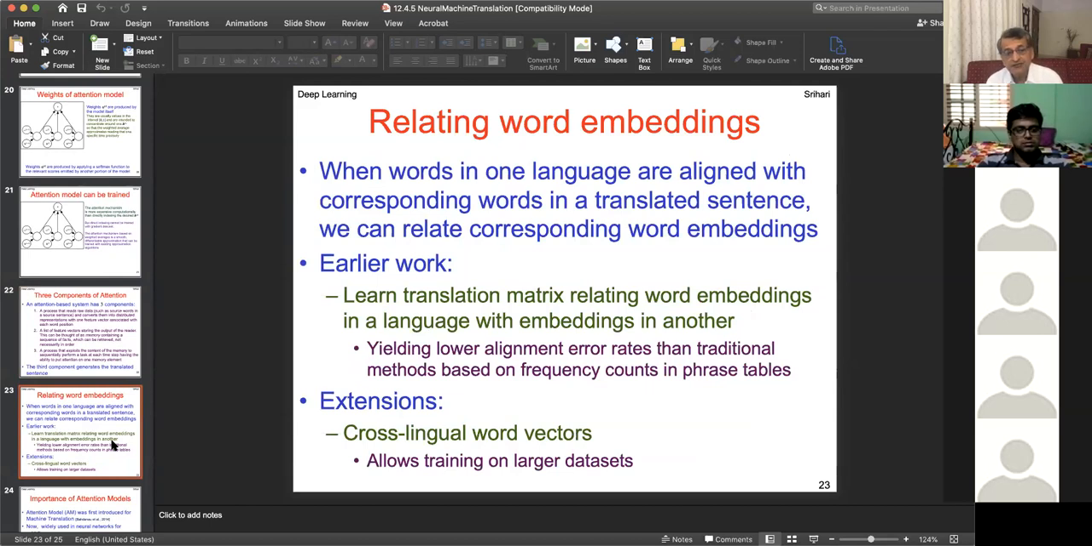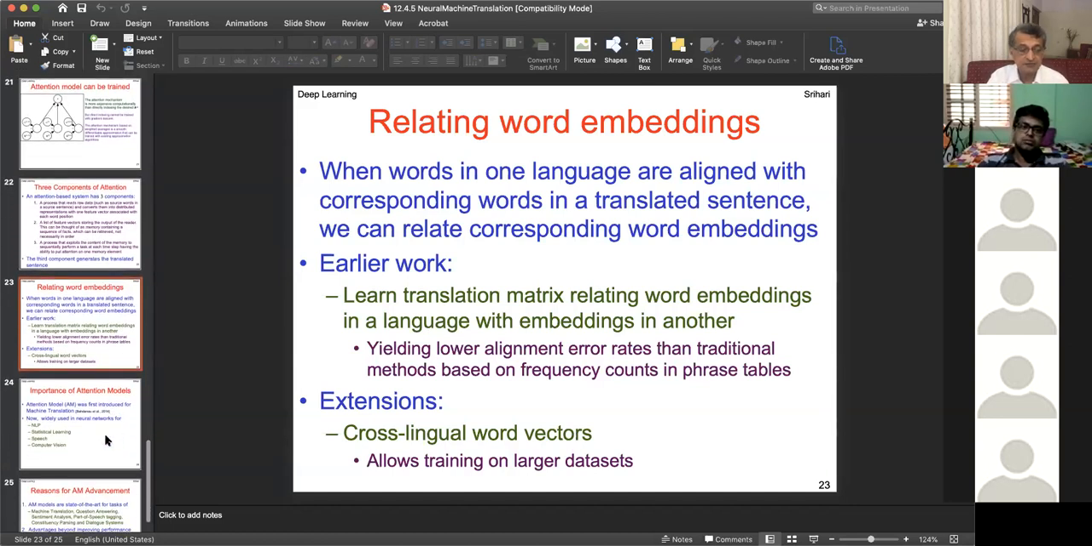And word embeddings between the representation. So now we have an embedding of a word in the source language, an embedding of a word in the target language. And these alignments are useful to compute cross-lingual word vectors and for training on larger data sets. So this is just a small point that's being made, that when you have huge data sets of translating between English and French, and you're aware of all kinds of cross-lingual word vectors, relating word embeddings becomes useful.